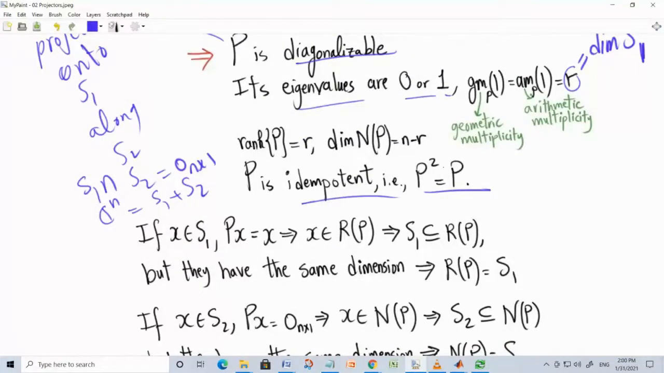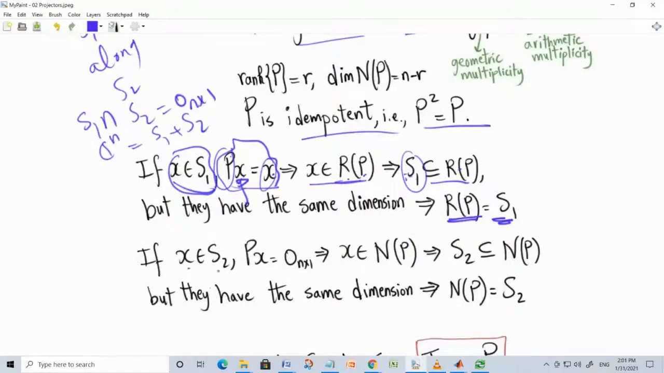Now, how are S1 and S2 related to the column space of B and to the null space of B? Let's see. It seems like S1 is the column space of B and S2 is the null space of B. That's true. If x is in S1, by definition, Bx is equal to x. And if you see something like this, it means that there exists a vector such that B times the vector gives you x. So x is in the range or column space of B. So you start with a vector in S1, you end up with a vector in the range of B. So it means that S1 is a subset of the range of B. But these two have the same dimension, so they must be the same. Okay, so the range of B is indeed S1.